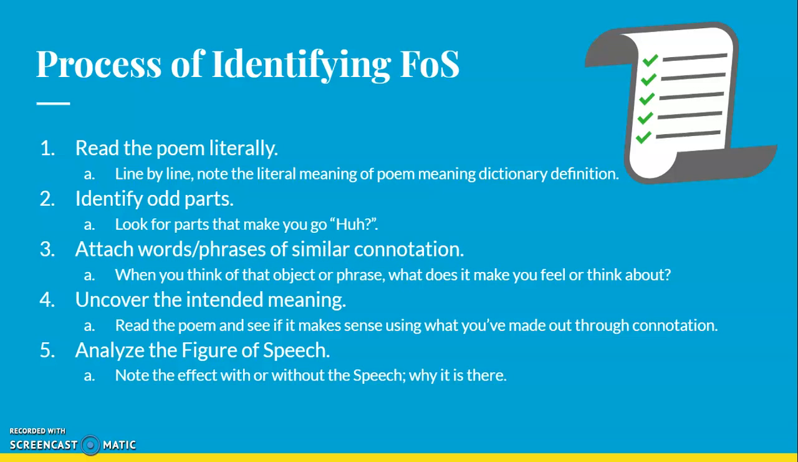So after you identify these odd parts, you attach words or phrases of similar connotation. When you think of the object or phrase, what does it make you feel or think about? That's so that you're able to uncover the intended meaning. Read the poem and see if it makes sense using what you made out through that connotation. They're supposed to give you some sort of idea of what they're trying to convey. And by doing that, you'll be able to uncover what the author is trying to convey through that figure of speech.